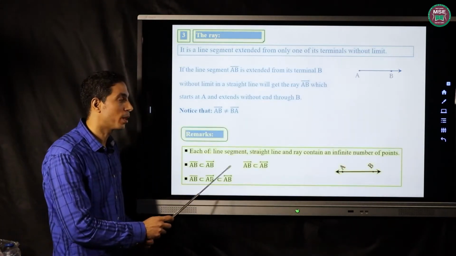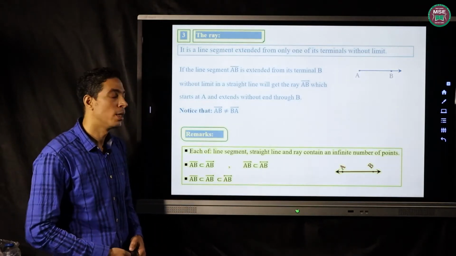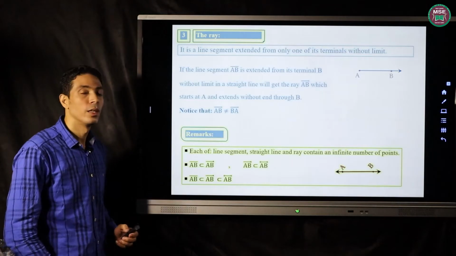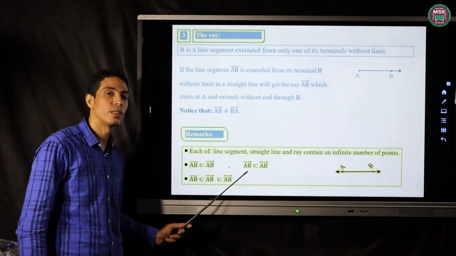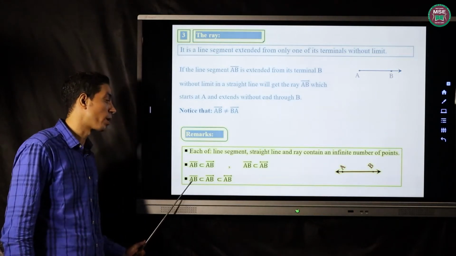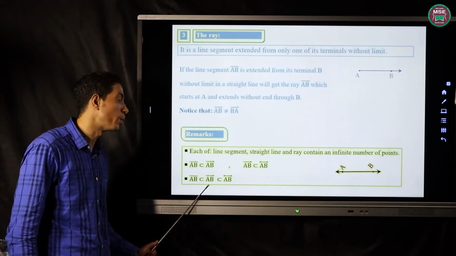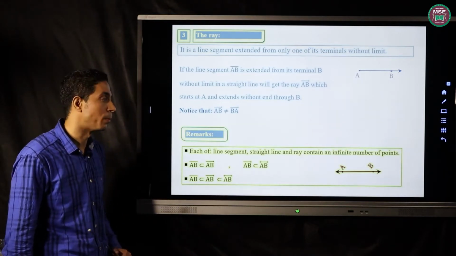Remark, each of the line segment, straight line and ray contains infinite numbers of points, and the line segment AB is a subset of the ray AB, and the ray AB is a subset of the straight line AB. Then line segment AB is a subset of ray AB, and ray AB is a subset of the straight line AB.